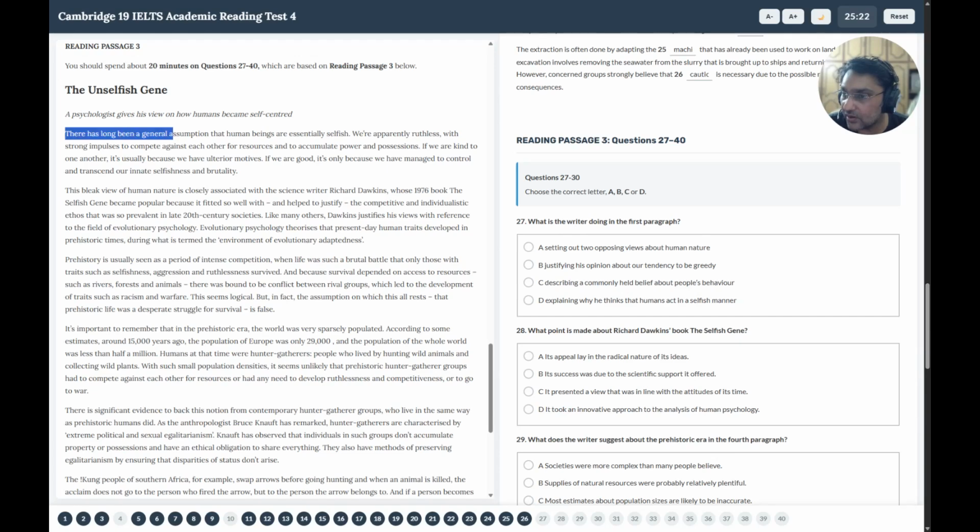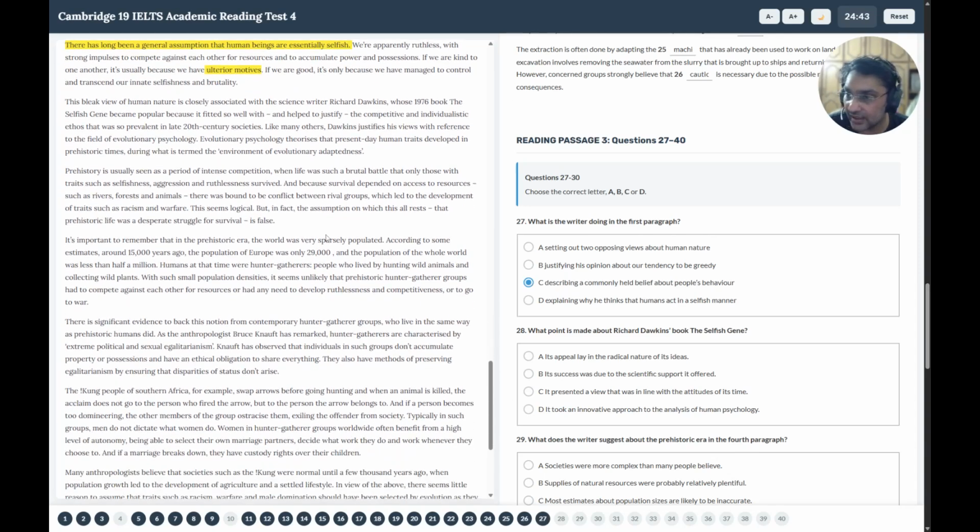There has long been a general assumption that human beings are essentially selfish. Okay. We compete against each other for resources and power and possessions, and if we're kind to one another, it's usually because we have ulterior motives. Ulterior means dirty, not good, bad. If we are good, it's only because we have managed to control our selfish instincts. There are no opposing views. No, he's not justifying. Commonly held belief, general assumption. A general assumption is a commonly held belief. D is why he thinks that humans act that way. He's not explaining why they act in that manner.